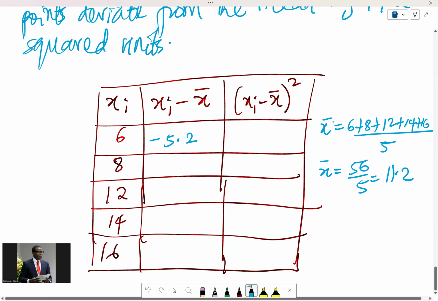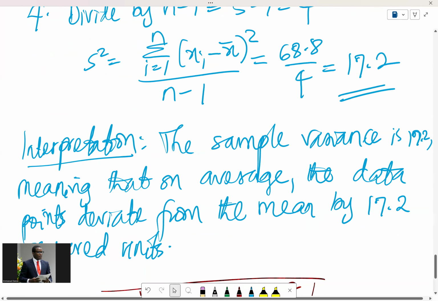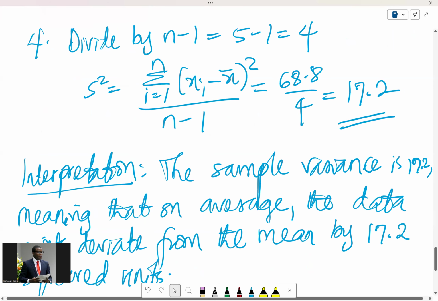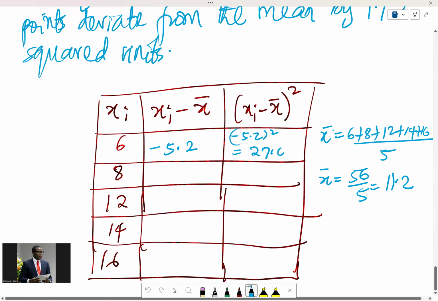And then here, minus 5.2 squared. When you square this, minus 5.2 all squared, that is what gives you 27.04. Of course, you don't have to write all these ones.